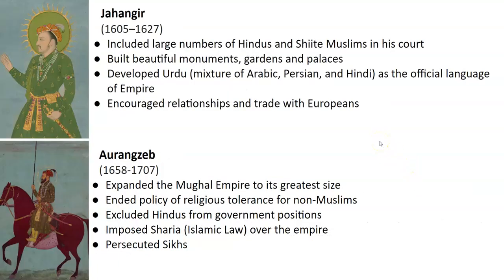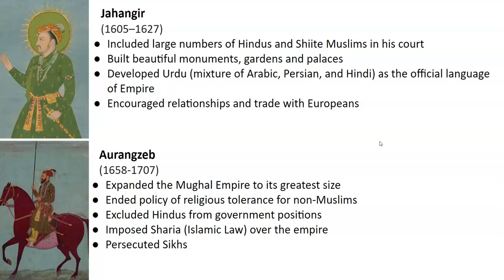Okay, Jahangir, who is Akbar's son, included large numbers of Hindus and Shiite Muslims in his court. He built beautiful monuments, gardens, and palaces. He developed Urdu, which was a mixture of Arabic, Persian, and Hindi, as the official language of the empire. He encouraged relationships and trade with Europeans.